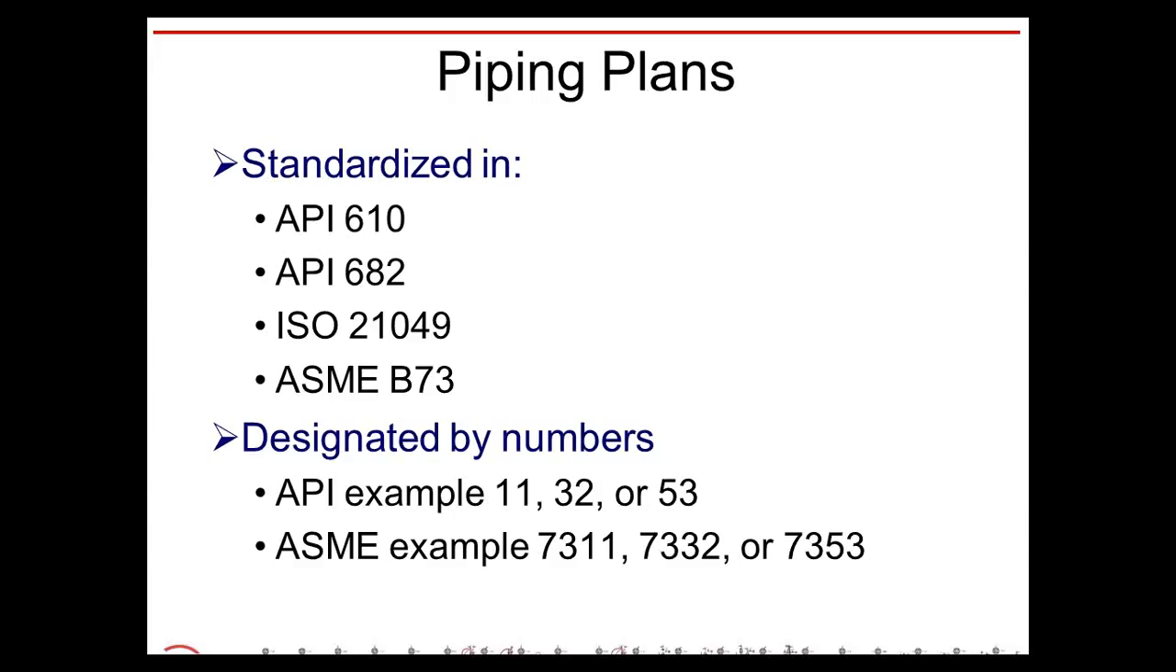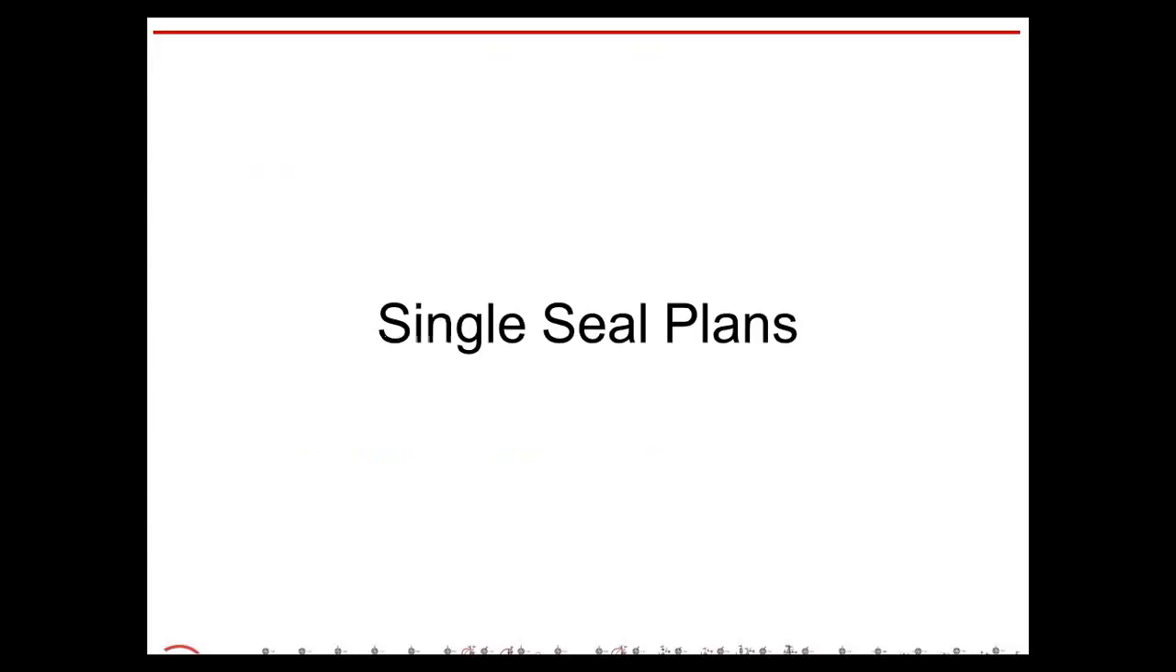ASME and ANSI applications put a 73 in front of that API plan number. So you may also hear, what's the flush plan? You say it's an ANSI 7311. That's the exact same as an API plan 11. Something to note.